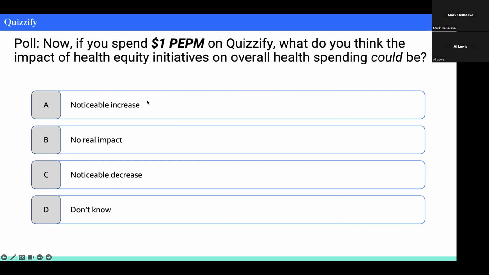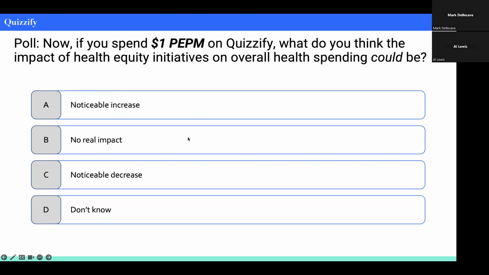Now, remember, this was the first question that we asked. We asked, what is the impact of health equity? What could be the impact now of health equity initiatives on total health spending if you do these things that we talk about? Now, the winner before was don't know, noticeable increase. I think actually don't know was first. Noticeable increase was second. So let's see if the numbers change.